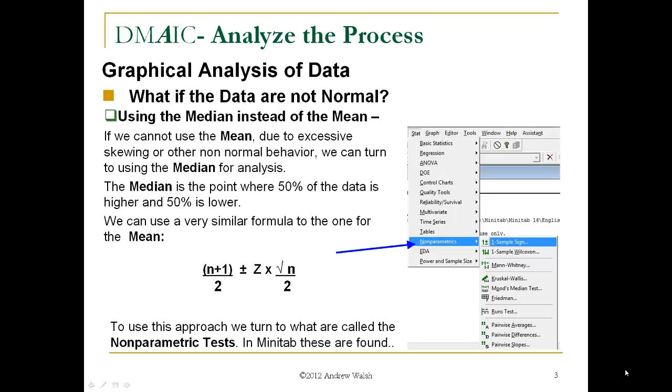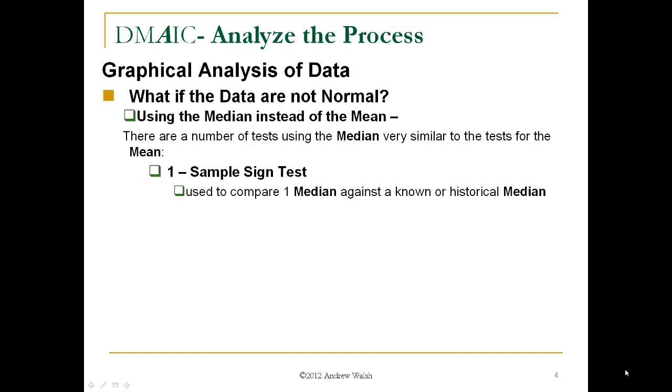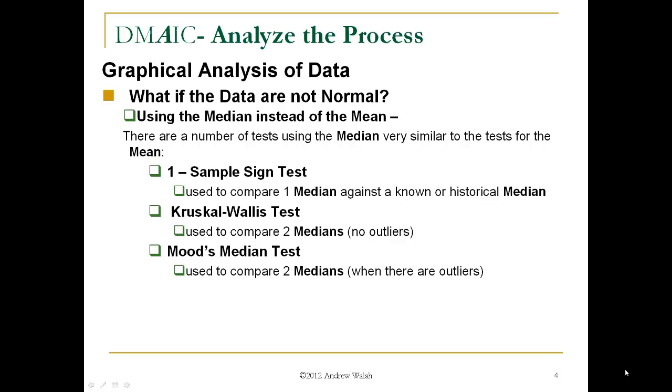In Minitab, these are found under non-parametric tests, and they are listed there: one sample sign, one sample Wilcoxon, Mann-Whitney, Kruskal-Wallis, Moods median, etc. Now there are a number of tests using the median very similar to the tests for the mean. The one sample sign test is used to compare one median against a known or historical median, similar to the one sample t-test. The Kruskal-Wallis test is used to compare two medians with no outliers, very similar to the two sample t-test. And the Moods median test is used to compare two medians when there are outliers, again similar to the two sample t-test.